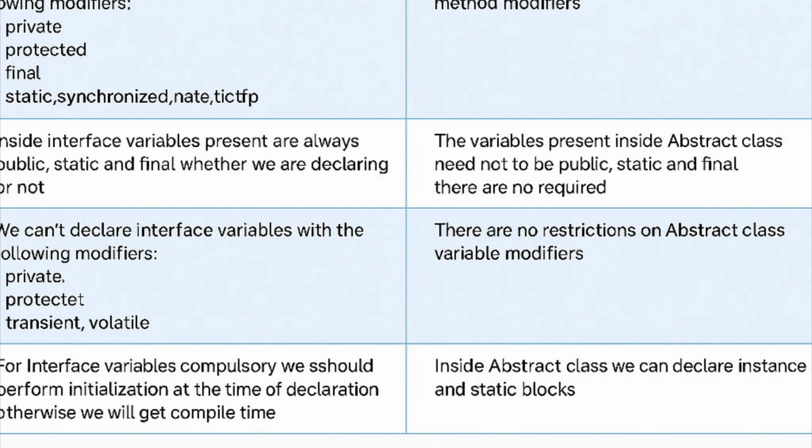So to summarize, use an interface when you want to define a contract without worrying about implementation. Use an abstract class when you need to define common behavior but still want the flexibility of forcing subclasses to override some methods.